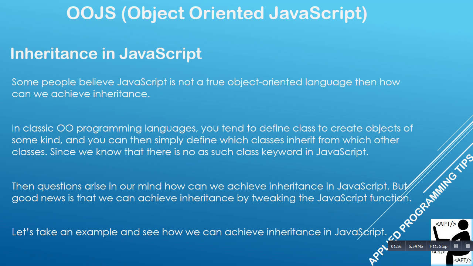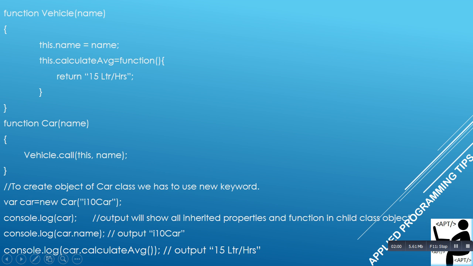So let's move towards the second slide. In this slide you can see I created two classes, one is Vehicle and the other is Car. If you don't know how to create classes in JavaScript, then you can go back to my channel, Applied Programming Tips, and see how to create classes in JavaScript.